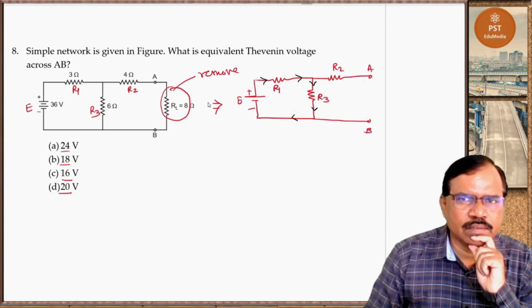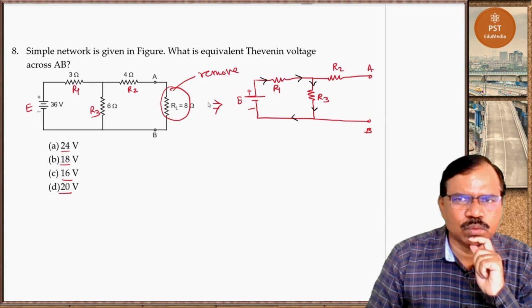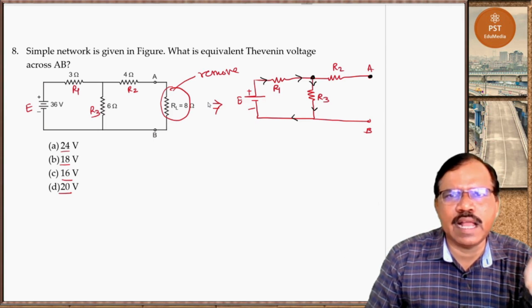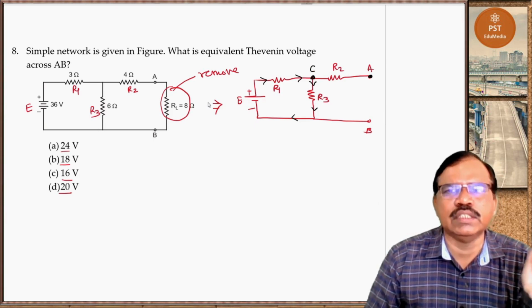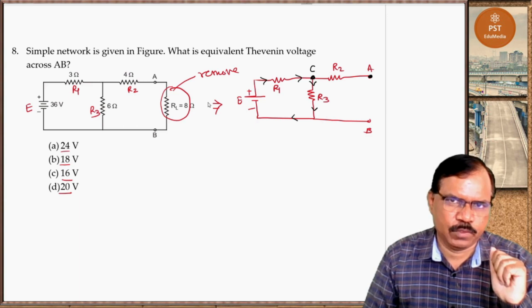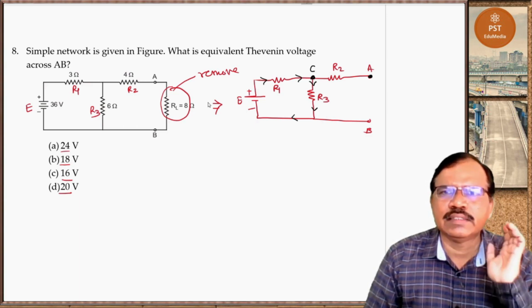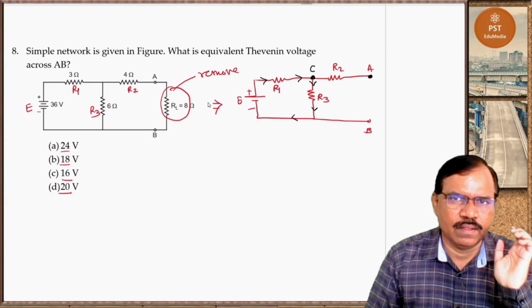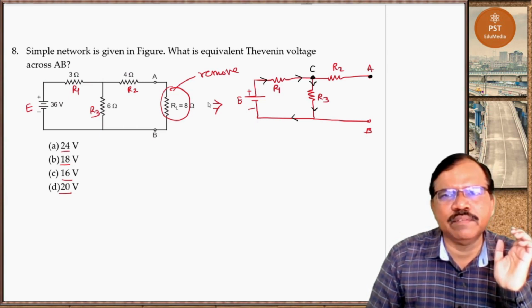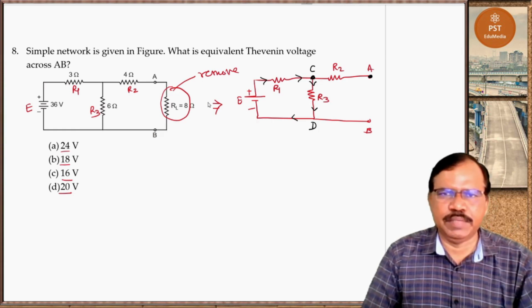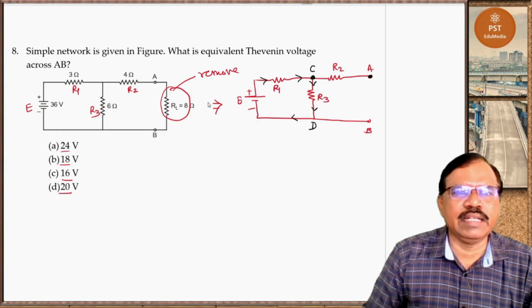So what happens here? Since no current flows through R2, the potential at point A and the potential at this point, let us call C, will be the same. That is, A and C are at the same potential. So whatever potential is between C and D will be equal to the potential between A and B. So first we will find the current.